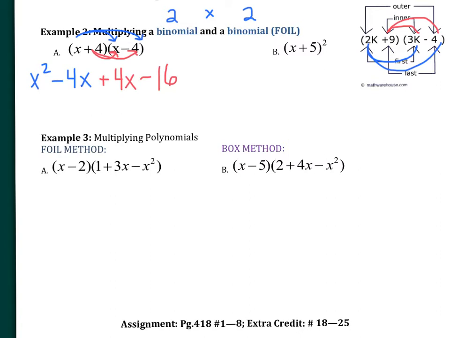Now we just combine like terms. So we put the x's together. Negative 4 plus 4 is 0. So our final answer is x squared minus 16.